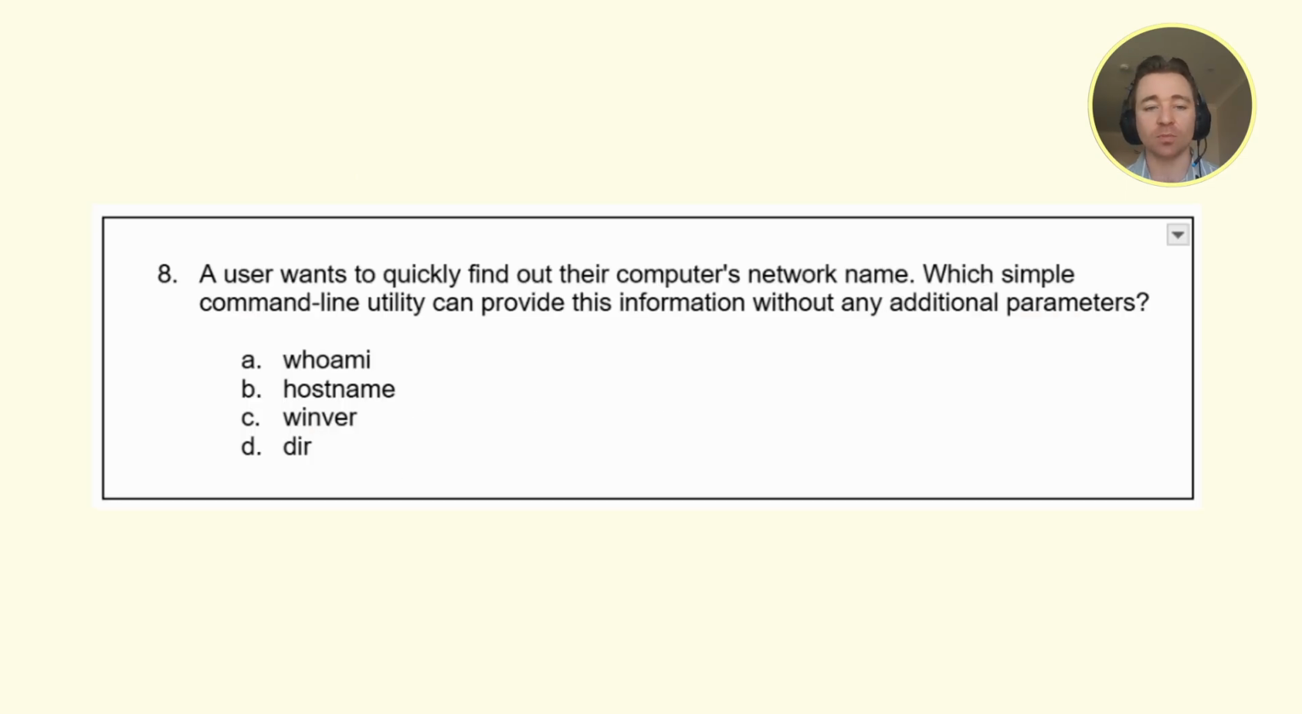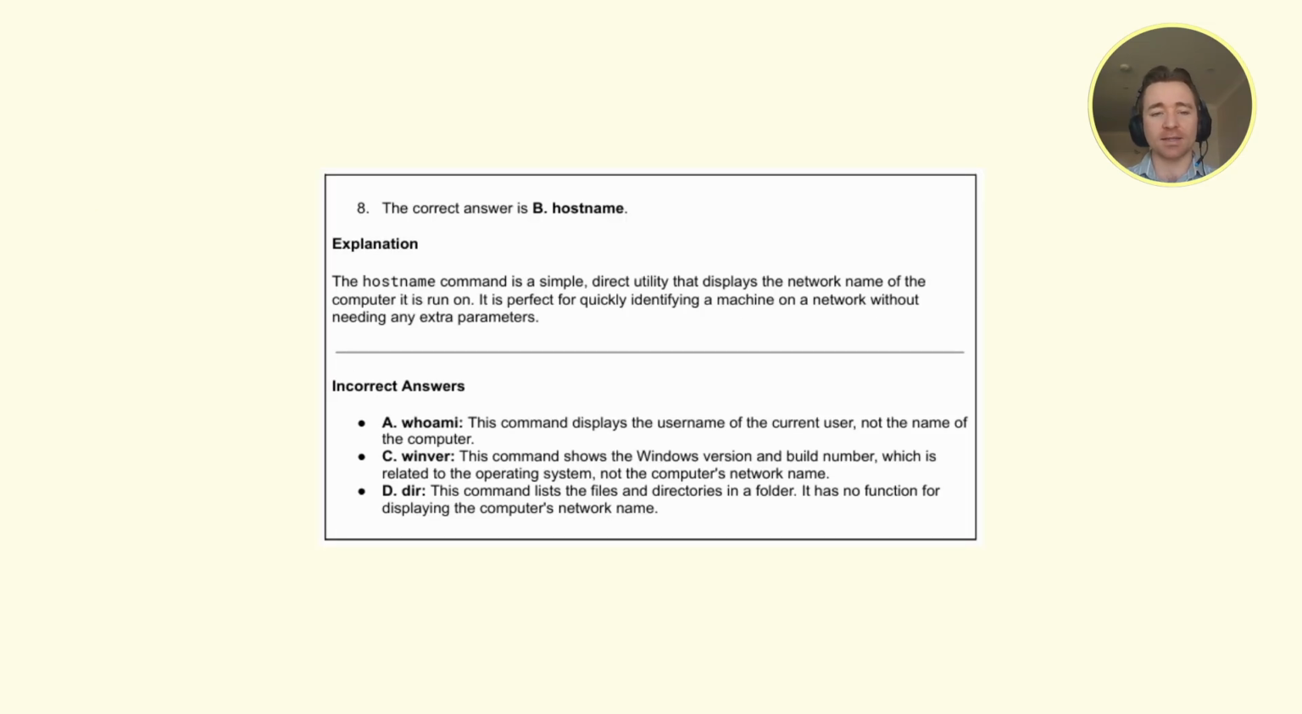Pause and read if you need to, but the next question reads, a user wants to quickly find out their computer's network name. Which simple command line utility can provide this information without any additional parameters? Is it A, whoami, B, hostname, C, winver, or D, dir? Pause the video if you need some more time. Your answer is coming quickly in 3, 2, 1. It is B, hostname is the answer there.